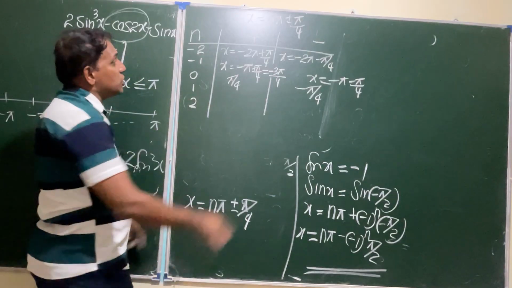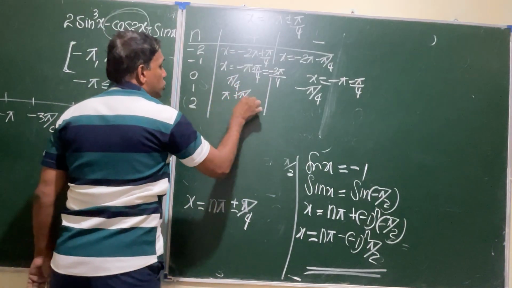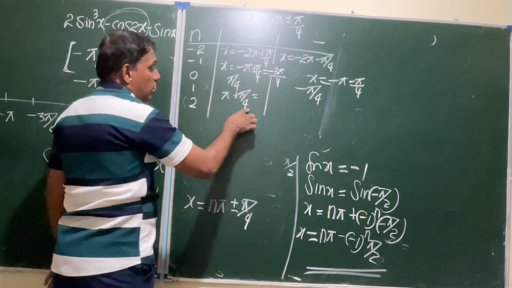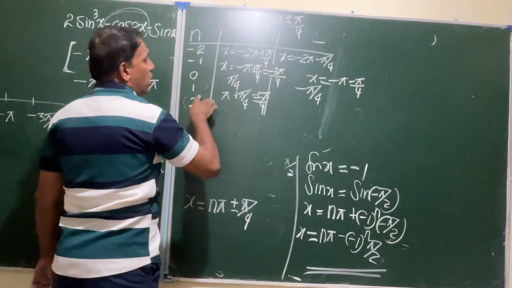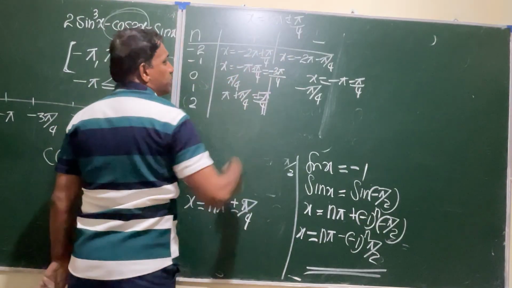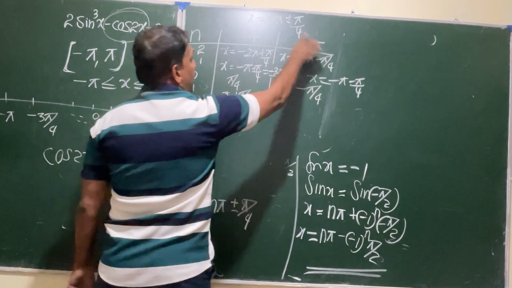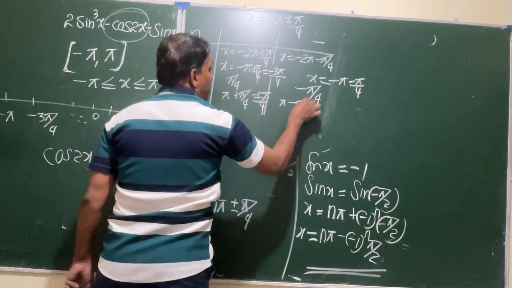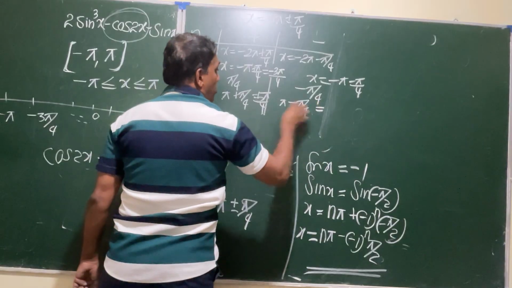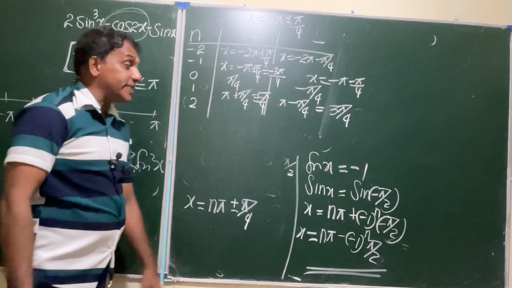If n is 1, check: pi plus pi by 4 is 5 pi by 4, no chance. For the negative symbol, n is 1, pi minus pi by 4, which is 3 pi by 4, yes, can take. That value can be used.